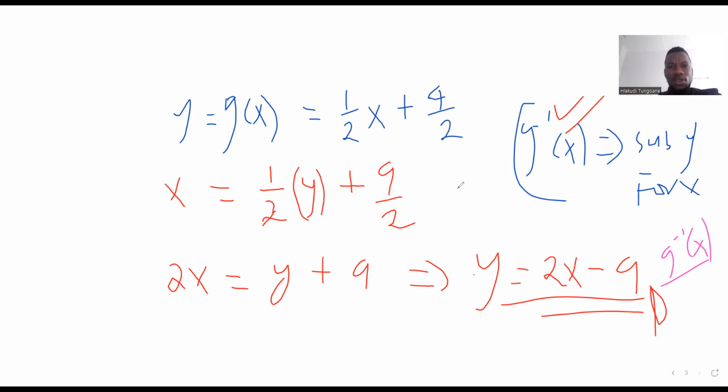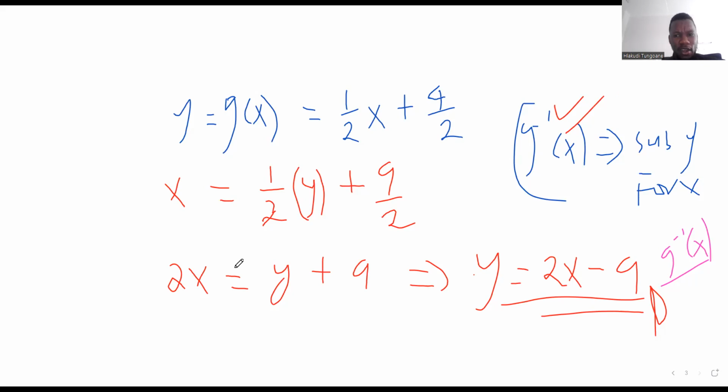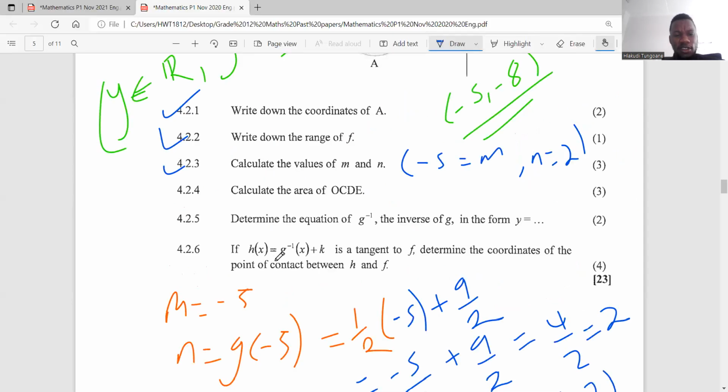So yeah, then let's look into this follow-up question. The follow-up question was saying that if h of x, which is the inverse of g plus some k units that we don't know, is a tangent to f, determine the coordinates of the point of contact between h and f.